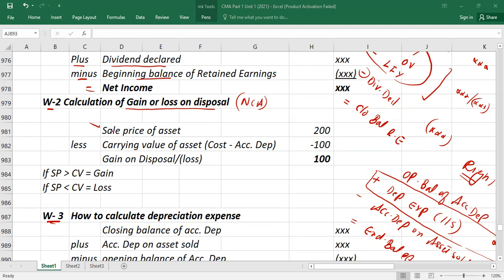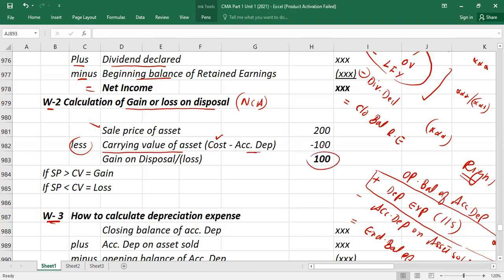Then guys, from the sale price of the asset, you will deduct the carrying value of the asset sold. Carrying value is also called net book value. And you know how to get this net book value? You always take the cost of the asset, original cost, historical cost, minus accumulated depreciation. Right or wrong? So you will deduct accumulated depreciation from the cost. This will give you the carrying value.